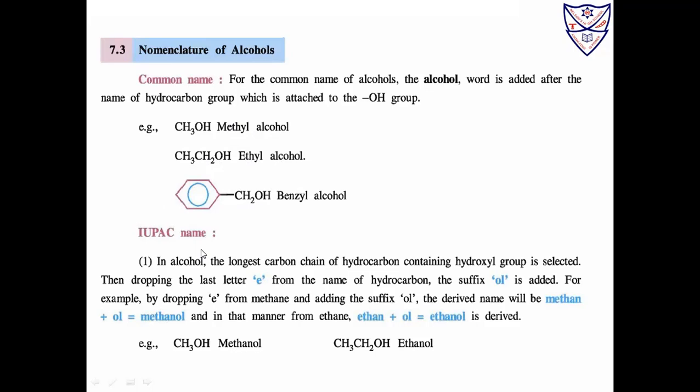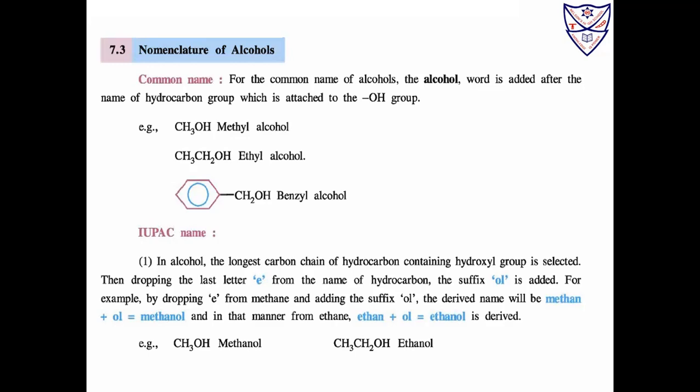The IUPAC name. What is the IUPAC? International Union of Pure and Applied Chemistry. The name of this one: in alcohol, the longest carbon chain of a hydrocarbon contains the hydroxyl group. Then, dropping the letter E from the name of the hydrocarbon, the suffix OL is added.